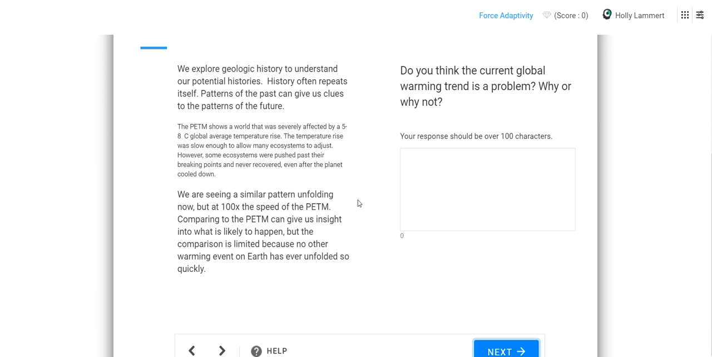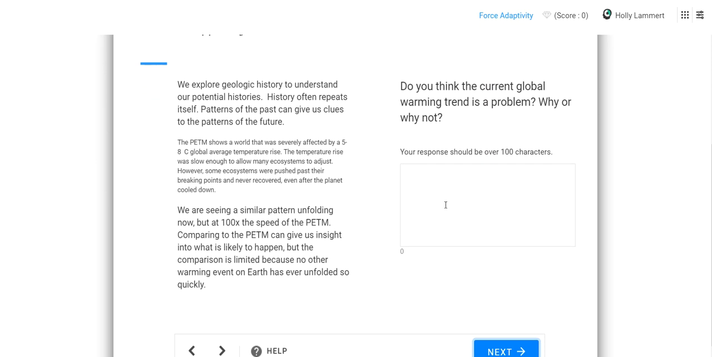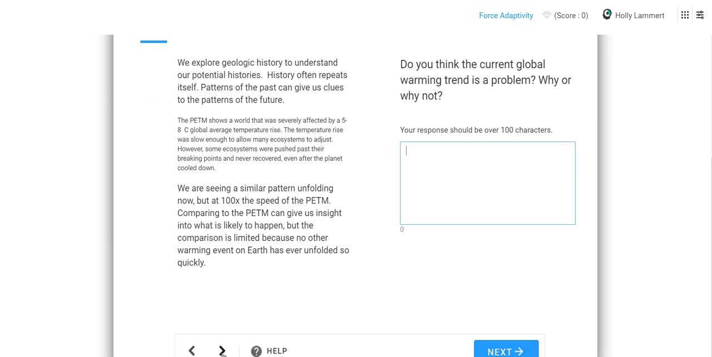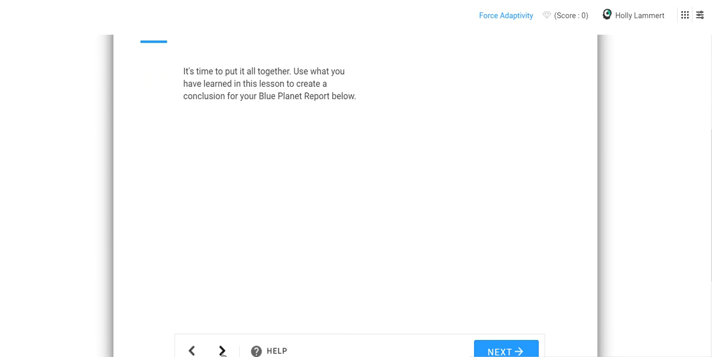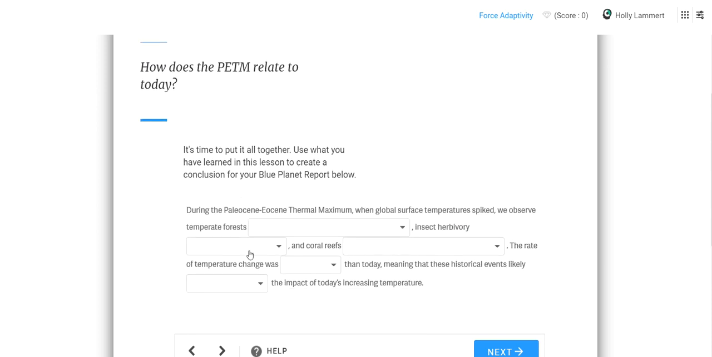We are seeing similar patterns unfolding now, but at 100 times the speed, from 0.01 to 0.08, or to 0.8, right, the PETM. Comparison to the PETM can give us insight into what is likely to happen, but the comparison is limited because no other warming event on Earth has ever unfolded so quickly. Do you think the current global warming trend is a problem? Why or why not? And I'll go ahead and let you respond to that, and you can pause the video there to respond. Putting it all together, how does the PETM relate to today?